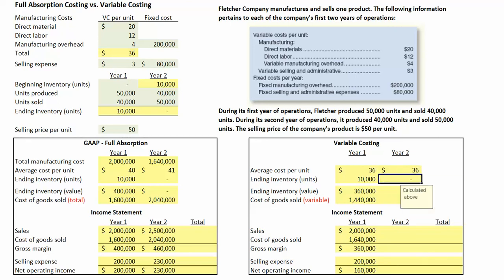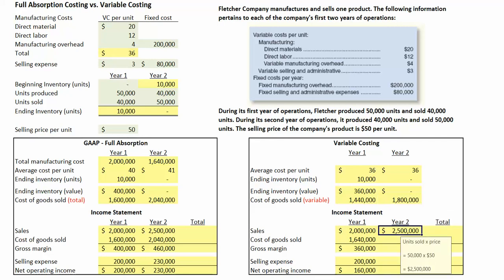Our ending inventory was 0, so the value of an ending inventory is also 0. Our cost of goods sold on a variable cost basis is $1,800,000. That's the 50,000 units we sold times $36 per unit. And again, that's the variable portion only. On our income statement, we'll have to add to that the fixed manufacturing overhead.